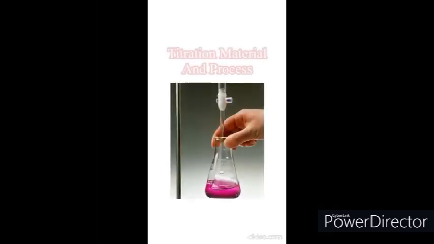So the onion extract is in a light pink color. This is the onion extract that is obtained from only 2 onions, that can be used as a natural acid-base indicator. These are the titration materials and process.